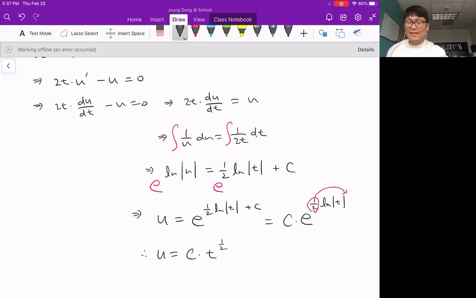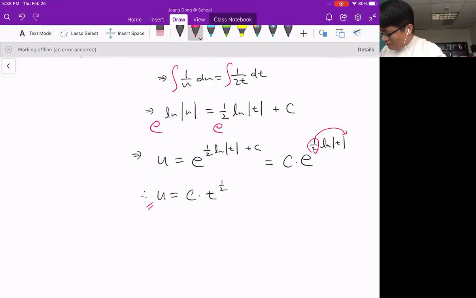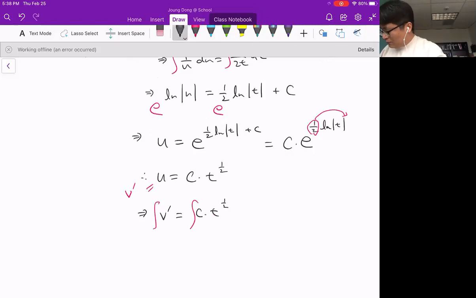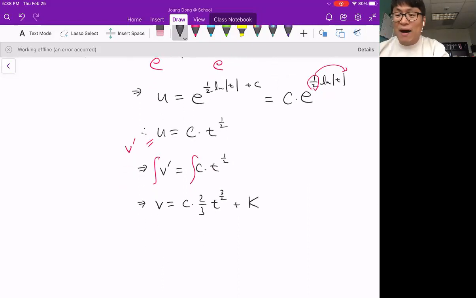Is it okay? But what is u, by the way? It was v prime, right? Now, v prime is c times t to the 1/2, right? And just simply take the integral one more time. Then you will have v, right? So v is equal to c times 2/3 t to the 3/2, and you need another constant k. Whatever, you can use c1, c2, okay? But let me use k in this case. And that's it. This is my v.